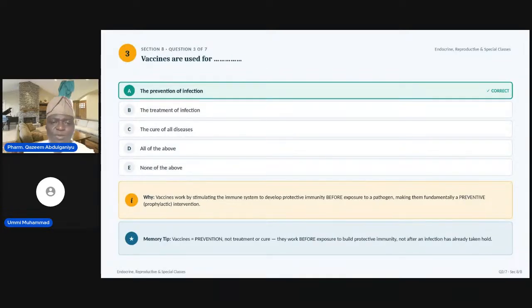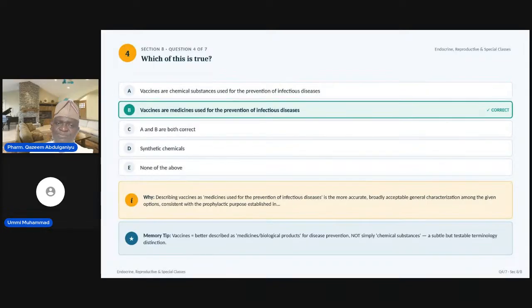And then vaccines are used for prevention of infection, not treatment, not to cure any disease. So they prevent disease, they prevent infection. So which of this is true? Vaccines are chemical substances used for prevention of infectious disease. Vaccines are medicine used for prevention of infectious disease. So this is the difference now. The first one says chemical substances, the second one says medicine. So not just chemical substances, but medicine that's gone through clinical trials for it to be called a medicine.